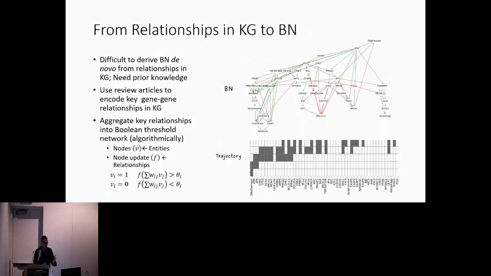So here's the critical question. Once you get a knowledge graph, and this is sort of the dream, right, that you can take this massive amount of knowledge and de novo come up with this really perfect network that describes your biology. Well, it doesn't work so simple as that. You have to use prior knowledge.